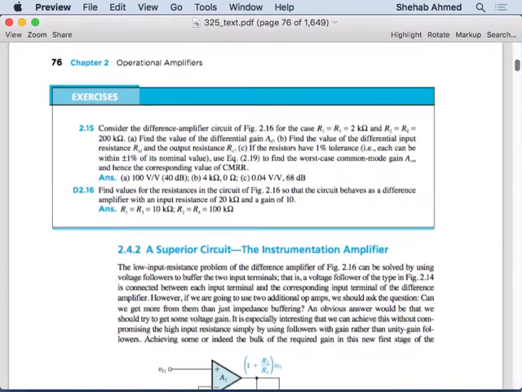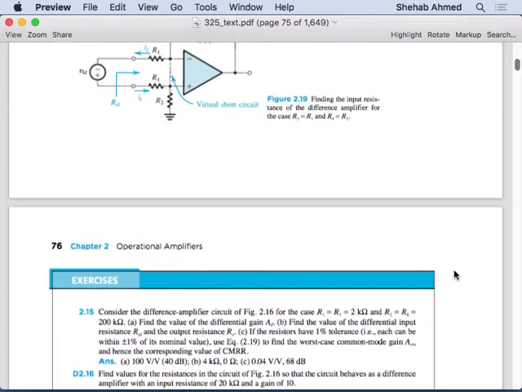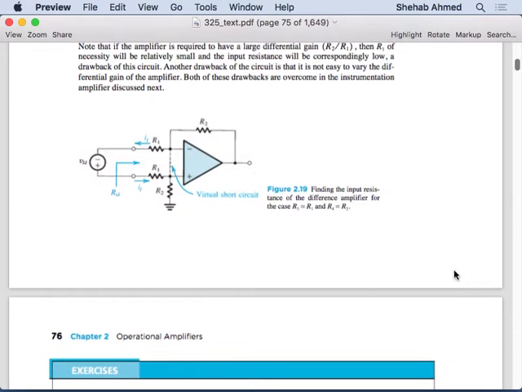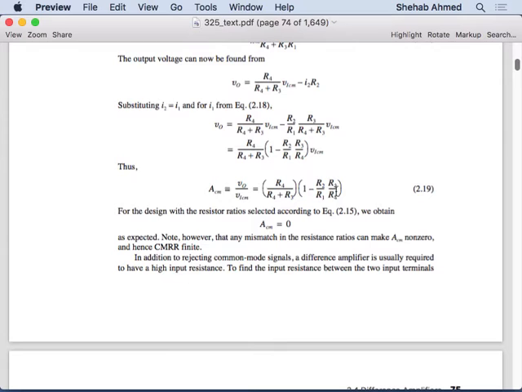Yesterday we stopped at the beginning of the instrumentation amplifier. But what did we say were the problems with the difference amplifier? Two main problems we discussed. Yes, it would amplify the common mode voltage, so we found the common mode gain. But we tried to solve that. How did we try to solve that?